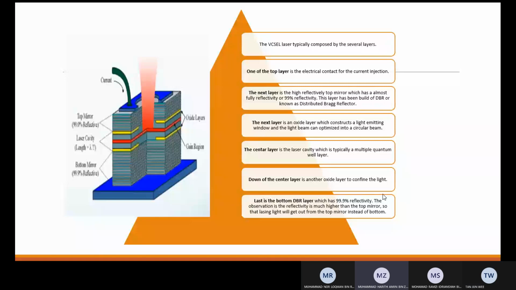Next, the center layer is the laser cavity, which is typically a multiple quantum well layer. Below the center layer is another oxide layer to confine the light. The last layer is the bottom DBR layer, which has 99.9% reflectivity. The observation is that the reflectivity is much higher than the top mirror, so that the lasing light will get out from the top mirror instead of the bottom.